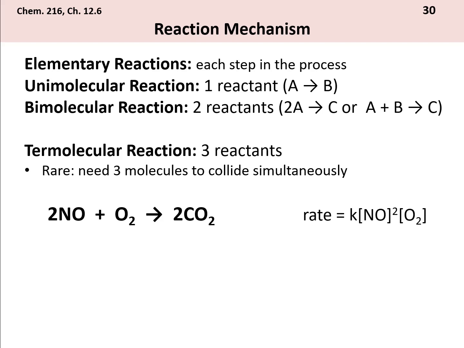Bimolecular, we can also have termolecular. These have three reactants. Three reactants or termolecular reactions are very rare, okay? Why? Because you need to have three molecules colliding simultaneously. That's very rare. It'd be like a three-person high five. That really doesn't happen, okay? But if we had a termolecular reaction, it'd be rate equals KNO squared, in this case, times O2. This is only possible to do because they are elementary reactions.